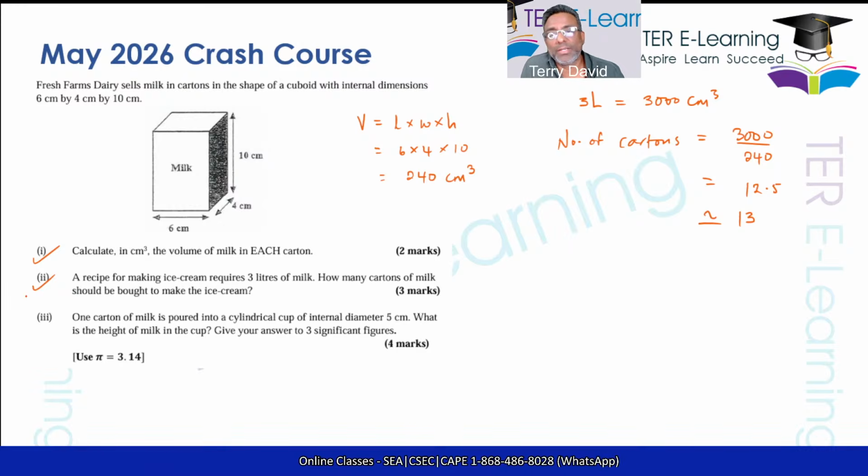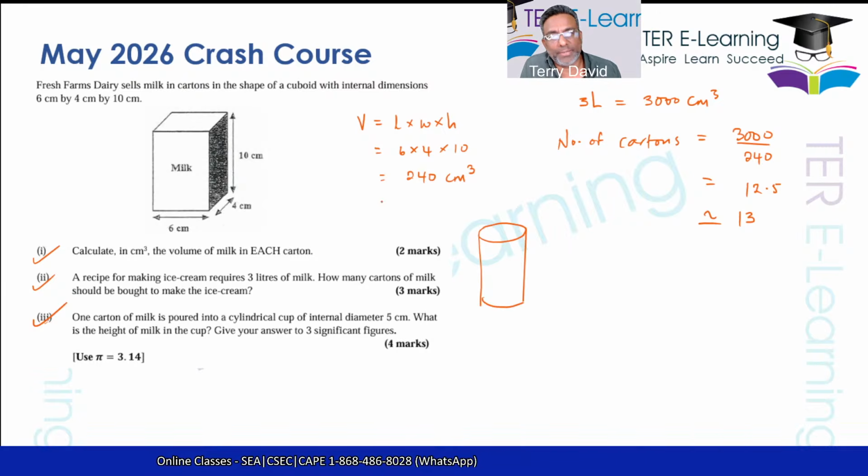Okay. Now they said 1 carton of milk is poured into a cylindrical cup. So now we're taking all of this here and you're pouring it into a cylindrical cup, just like we did just now. So you have a cup, and you want to pour the milk into this cup here. So the amount of milk that we're going to pour into the cup is 240, because that's the volume of one carton of this milk.